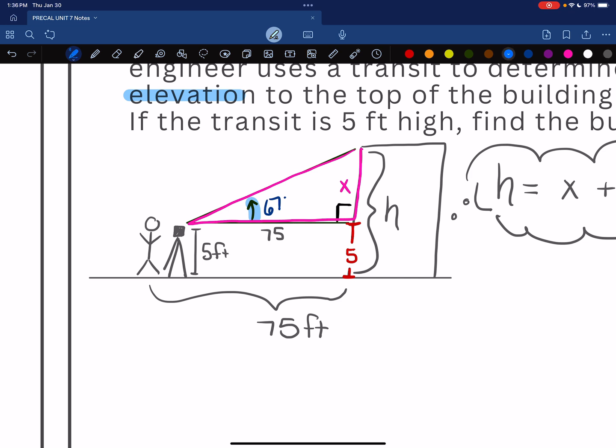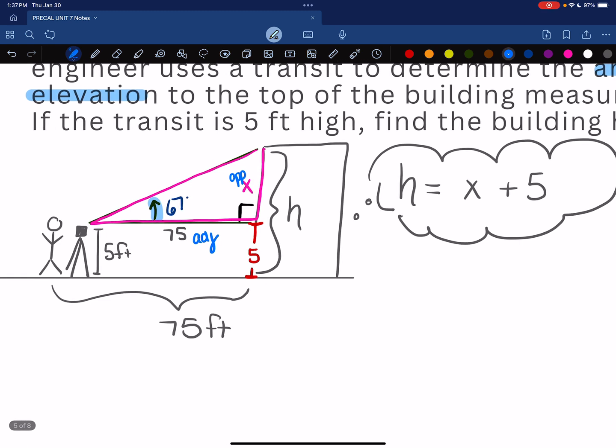In our figure, the 75 is the side that is adjacent to our angle. And the x, that side over here, is the side that is opposite. So which trig ratio will we use in order to find our value for x? Which one of our trig ratios relates adjacent and opposite? That is tangent. So we're going to take tangent of our angle, and it is the opposite, which is x, over the length of the adjacent side, which is 75.